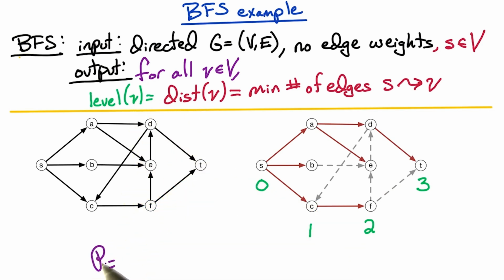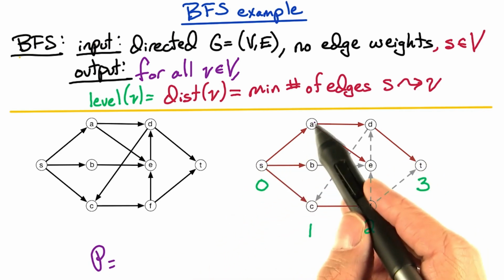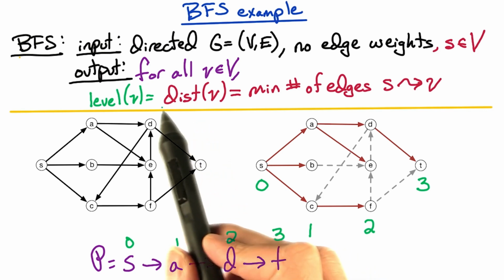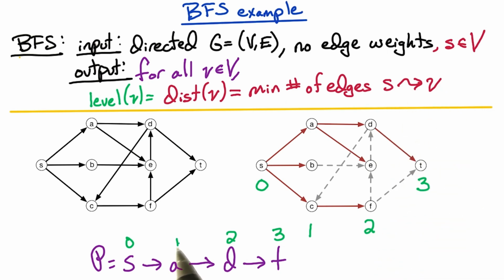Now what is the path, call it P, that BFS finds from S to T? Well, it's this path, S to A to D to T. Notice on this path from S to T, look at the levels. S is at level 0, A is at level 1, D is at level 2, and T is at level 3. So the level goes up by +1 at every edge. Now notice that the level cannot go up by more than 1 in one edge because of the definition of the level. It's the minimum number of edges from S to that vertex. Similarly, the level cannot stay the same or go down along an edge. Otherwise, there's a shorter path to the vertex.